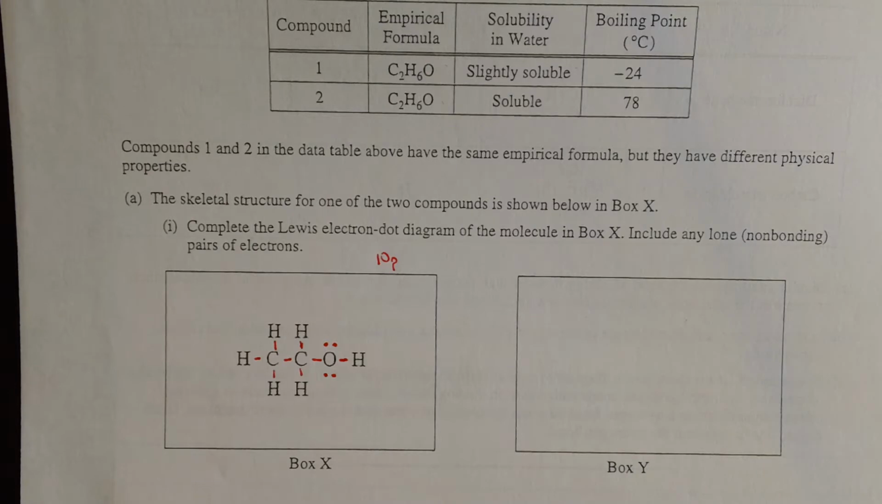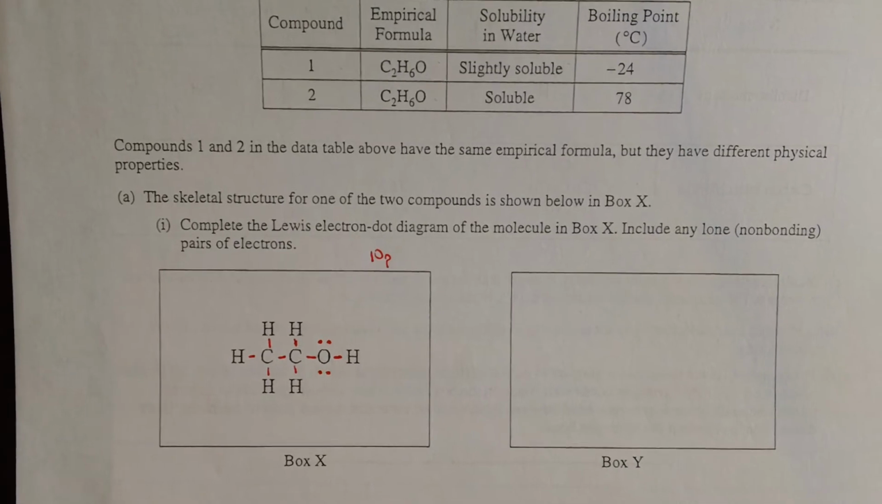Everything fits the octet rule. Those 2p elements, carbon and oxygen and nitrogen and fluorine, those guys have to have an octet of electrons. So if they don't, you've got something goofy in your drawing. But that's it on A part 1. You just have to fill in that structure.